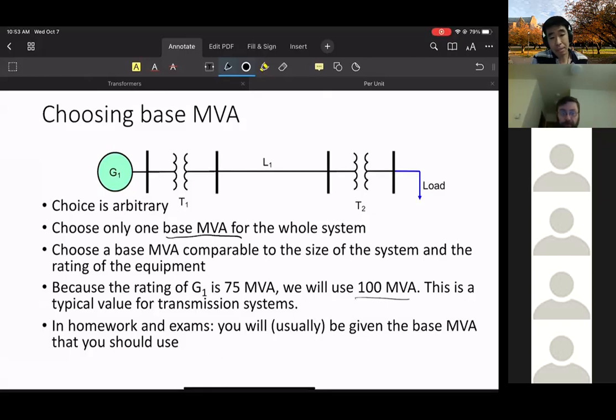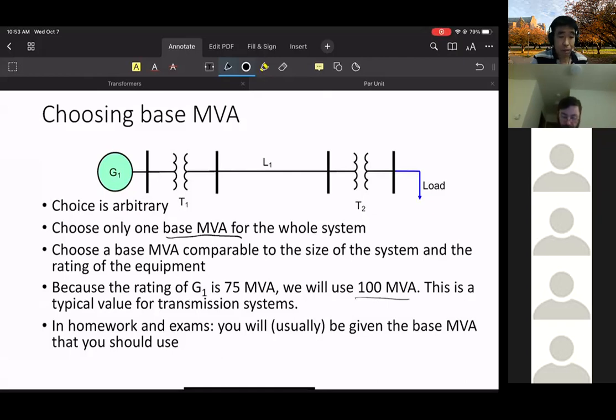You don't have to pick this. You can pick 50 if you want. You can pick 10 if you want. But a normal number we like to pick is 100. That's a nice round number. So it's a number we can pick.